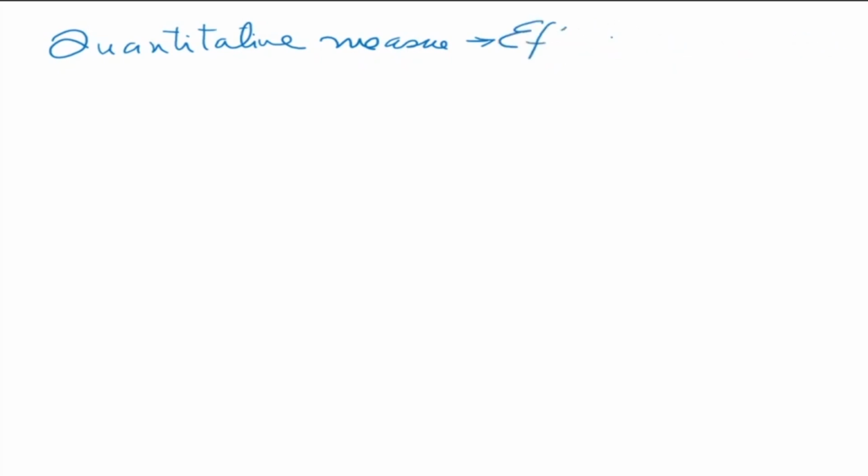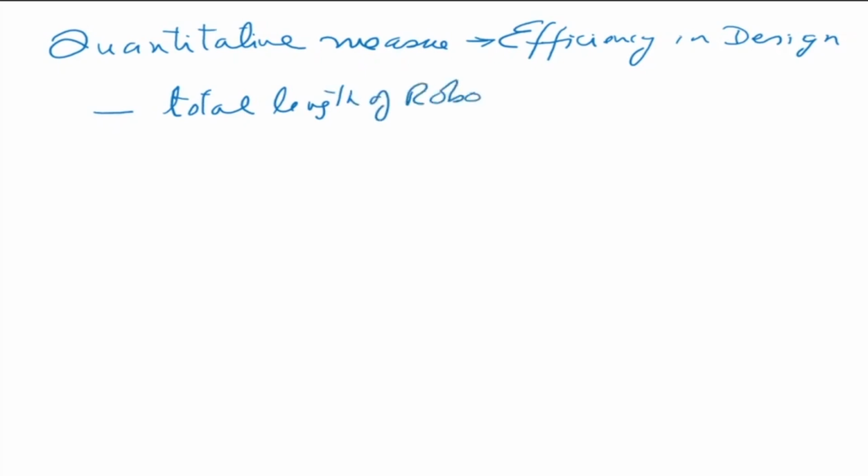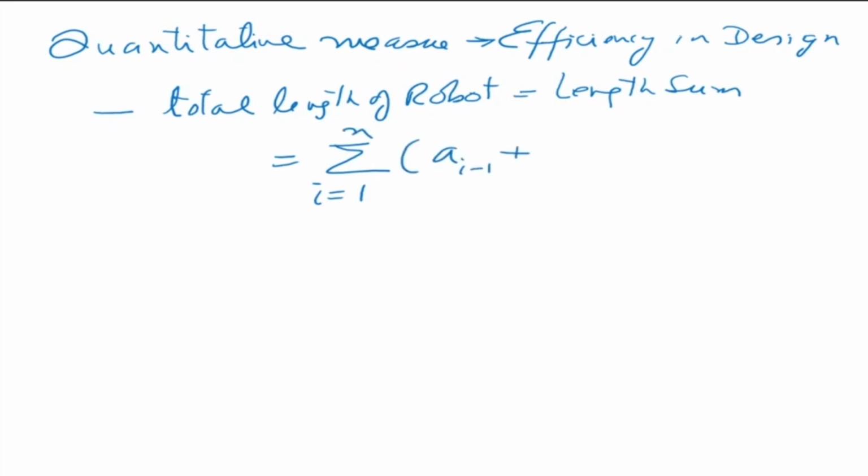Efficiency in design is measured by these two parameters. The first parameter is the total length of the robot. The total length of the robot is the sum of all its lengths. This is called the length sum, which is given by sigma over i from the first joint to the last joint, of a_(i-1) + d_i.